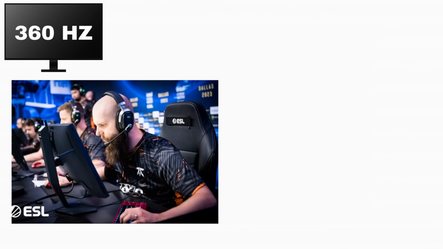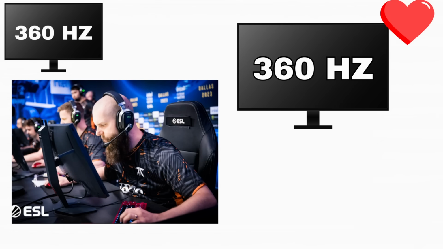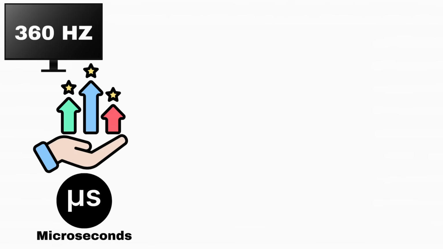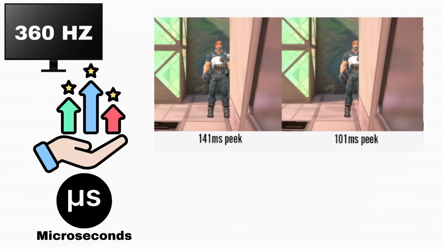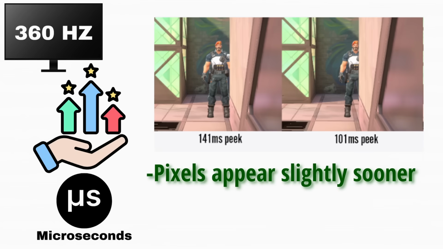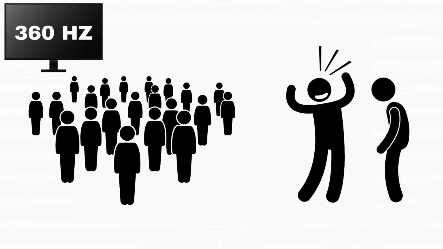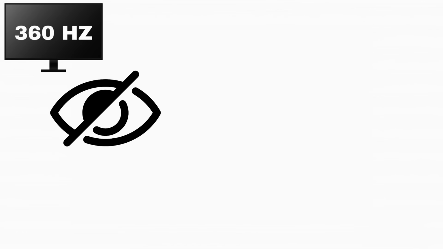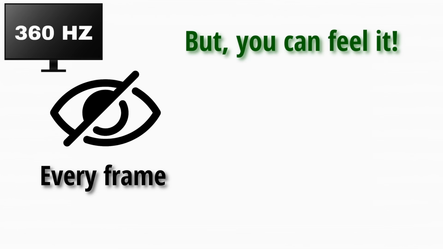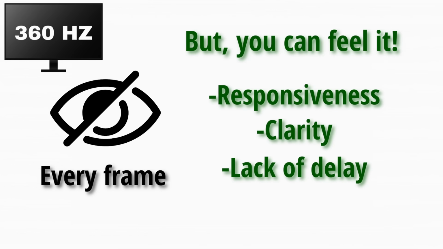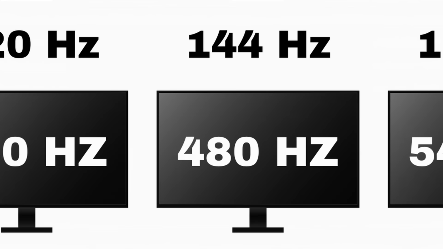Professional esports players absolutely love 360 hertz because the difference, while small, is still noticeable at that level. We're talking microseconds of advantage. Seeing an enemy pixel appear slightly sooner, reacting slightly faster, but for normal humans, aka everyone else, it's mostly bragging rights. You can't see every frame, but you can feel it, the responsiveness, the clarity, and the total lack of delay. Let's talk about 480 hertz.